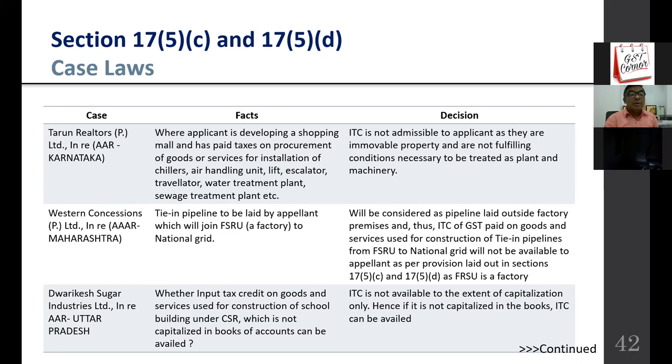Okay, now coming to the next, again a very interesting matter, Western Concessions. What has happened in this particular case is that there was an FSRU which was built, a floating storage and regasification unit. The pipe from the shore comes to this particular storage and stays there, and from here, through the tie-in pipelines, it goes to the national grid. In this case, the pipeline was outside the factory gate.